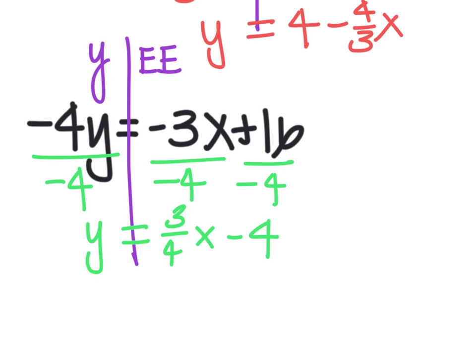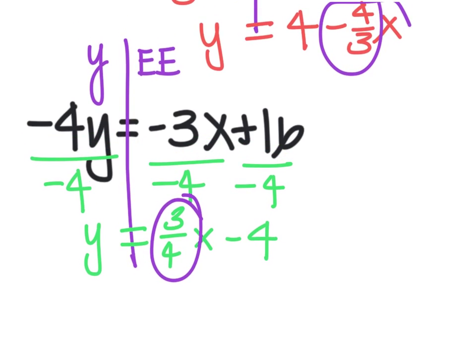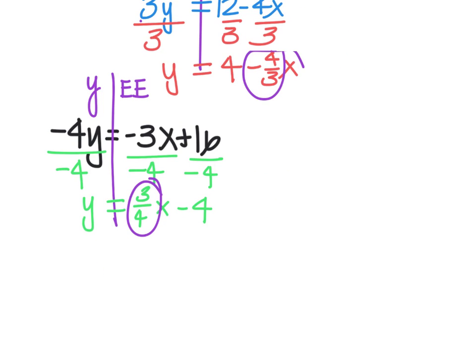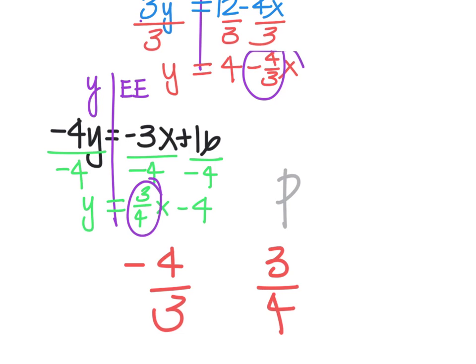So I have two slopes. I have a slope of negative 4/3 and a slope of positive 3/4. We've got to compare these two. Negative 4/3 and positive 3 over 4, well, clearly they're not the same. But if you take negative 4/3 and you flip it and you switch the sign, you're going to get positive 3/4. So that tells us that these two lines are perpendicular.